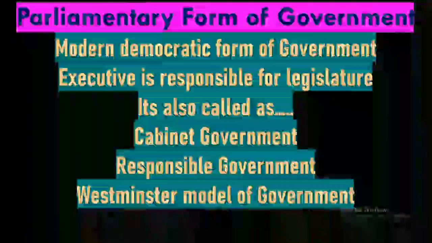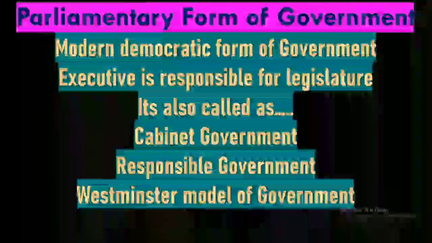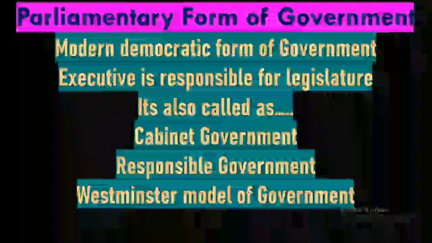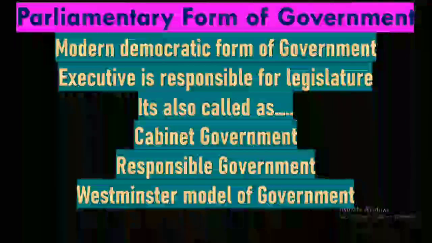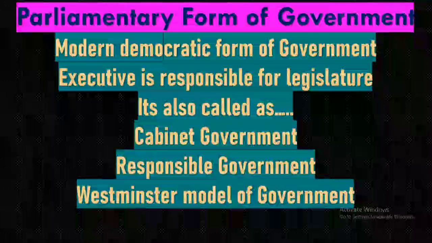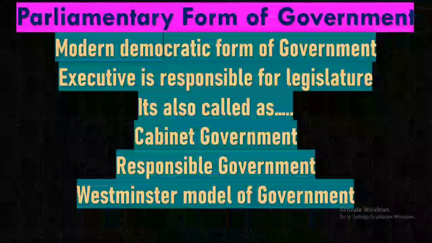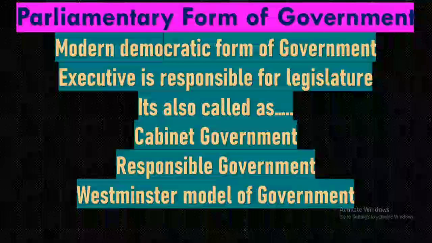We'll see the parliamentary form of government. It's a modern democratic form of government where the executive is responsible to the legislature. It is also called cabinet government, that is the unity in the government with a group of members. So it will be a responsible type of government. It is also called the Westminster government because it's from the British government and it's a model of that government.